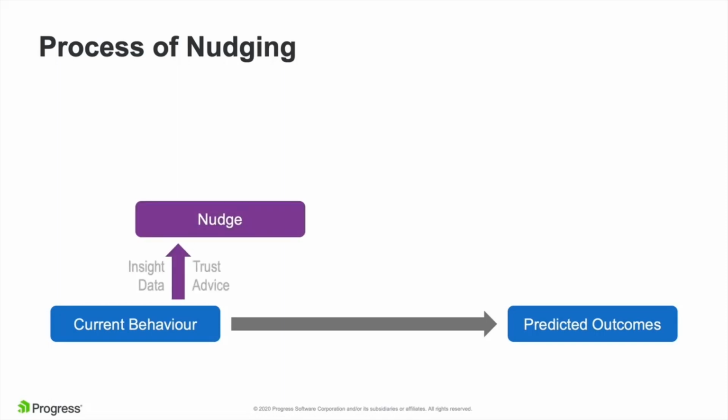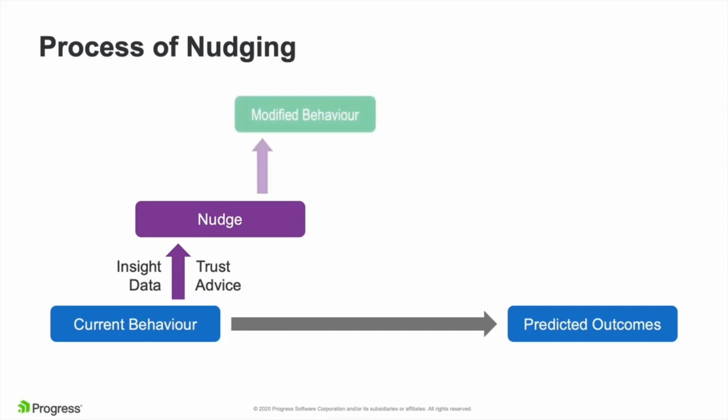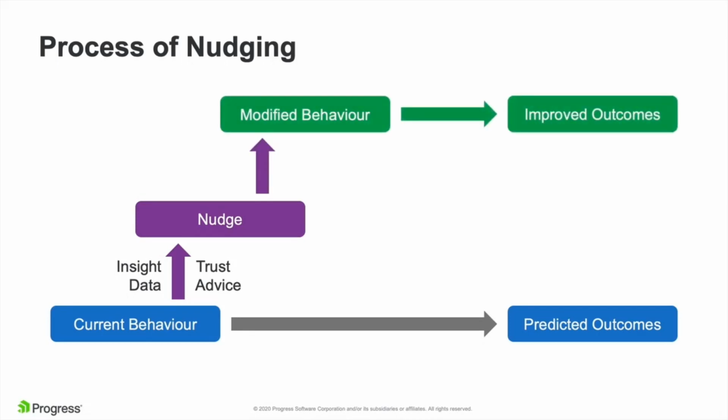And a nudge should be based on some insight, trust, data, and providing some advice to the students. And this should result in a modified behavior and then finally improved outcomes.